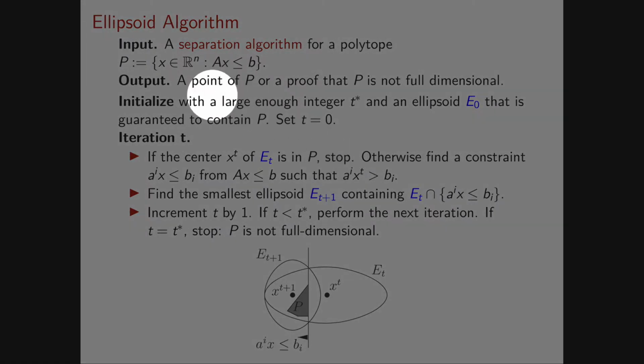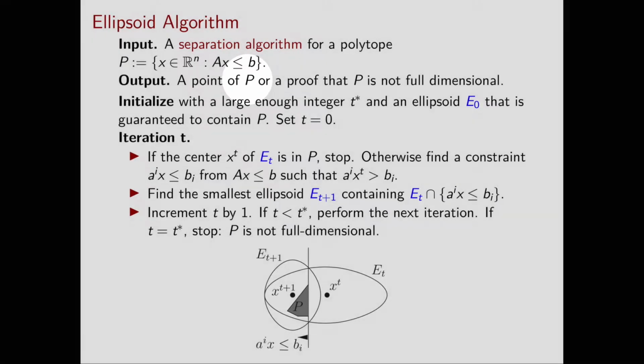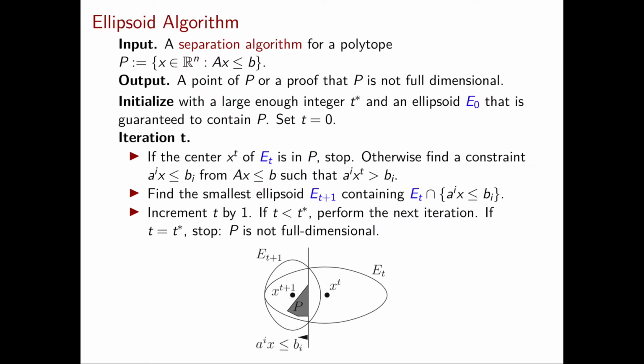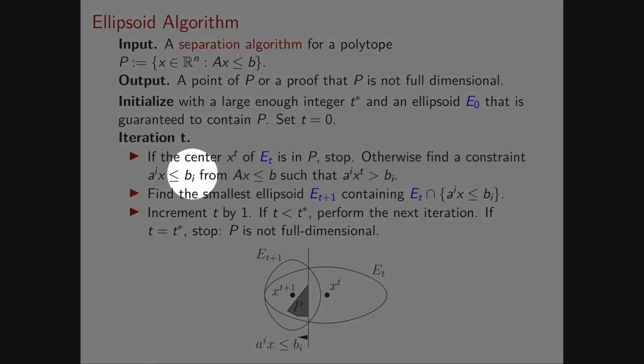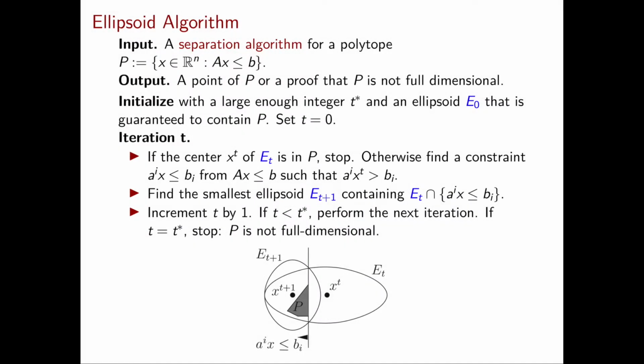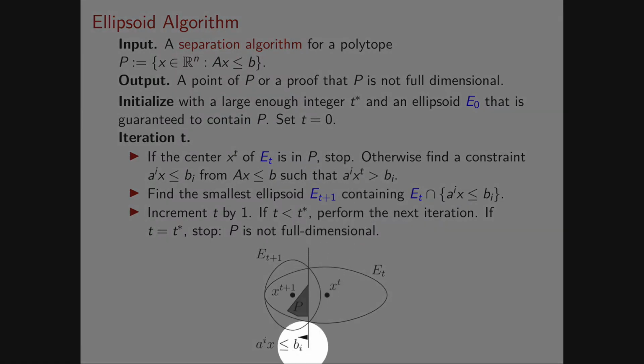Remember, in our output, we can just terminate with a point in P. So now assume that xt is not in P. In this case, since we have in input a separation algorithm for the polytope, we can find a constraint from the original system which is violated by xt. In the picture below, this is exactly this vertical inequality.